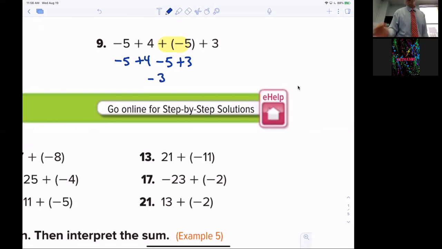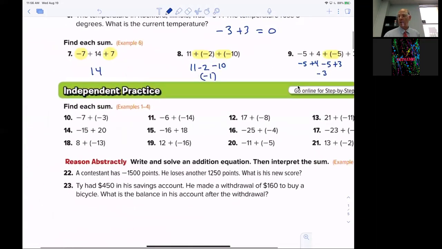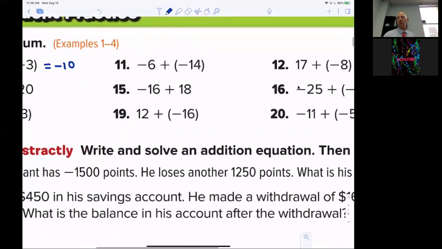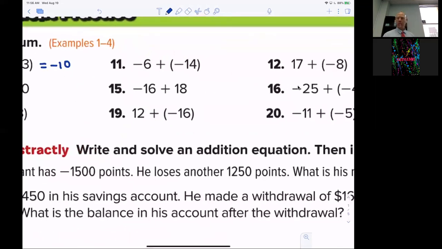All right, next. I'm looking over here at number 10. All right, smarty pants, go. Negative 10. I'm happy. If you're not happy, put your hand up. You got to tell me. Wow, I'm really happy, guys. Man, last year I struggled with this. Number 11. Negative 20. Wow. Brilliant. All right, 12.